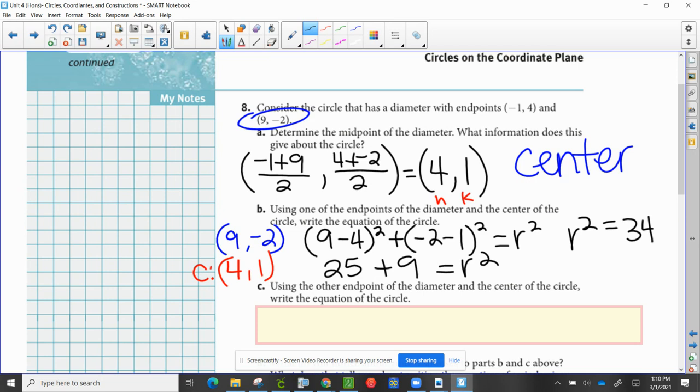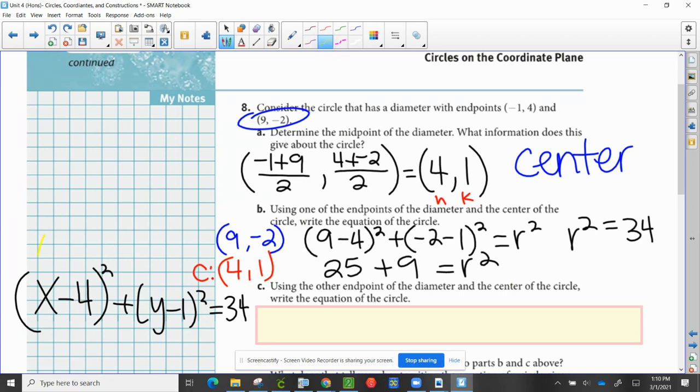So if we were going to write the equation for our circle, then I would take x minus my center, so x minus 4 squared, plus y minus 1 squared equal to r squared, which we just found out was 34. And now we have the equation of that circle with those two endpoints that we know.